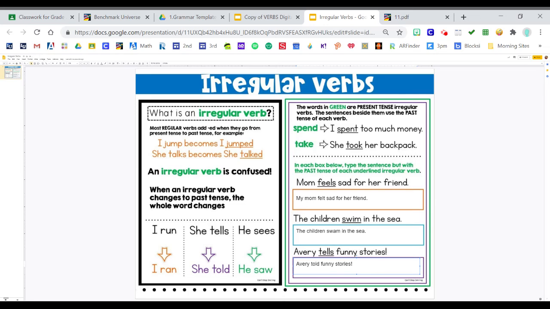These are just some examples of irregular past tense verbs. Remember, we don't just add -ed to irregular verbs. We have to change the whole word. So feels is not feeled, it's felt. Swim is not swimmed, it's swam. And tells is not telled, it's told. So today you guys are going to do some practice making some verbs into irregular past tense verbs.